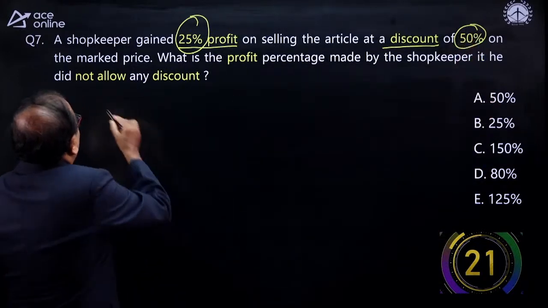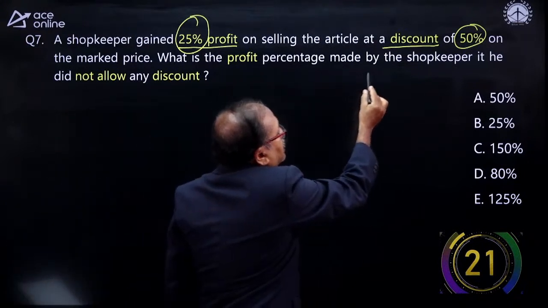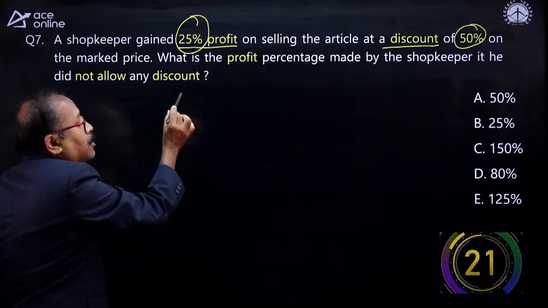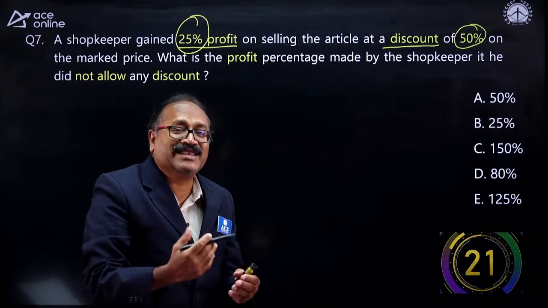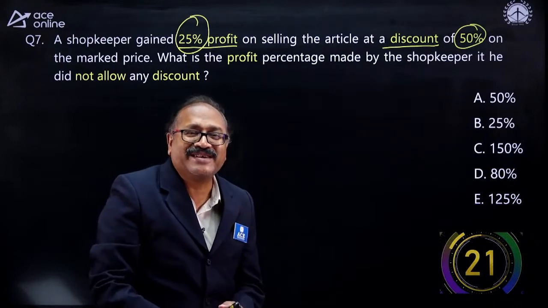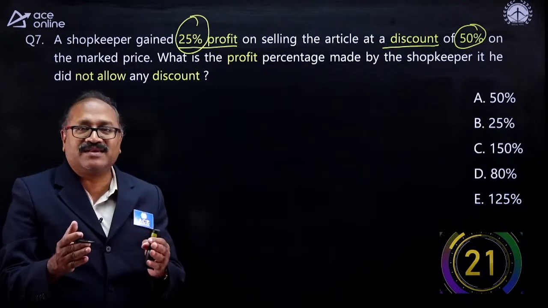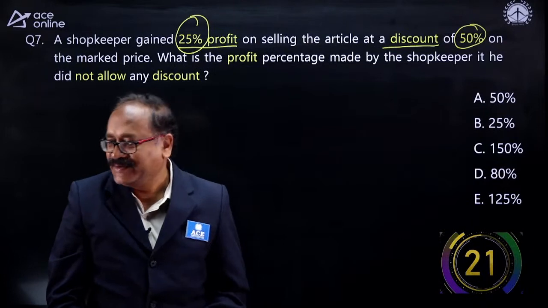Sumit sir, the next one: what will be the profit percentage made by the shopkeeper if he did not allow the discount? That means he is selling at mark price. In that case, what will be the profit? Okay, your time I think got stuck, so I will wait for 30 seconds. Please try to answer this question.